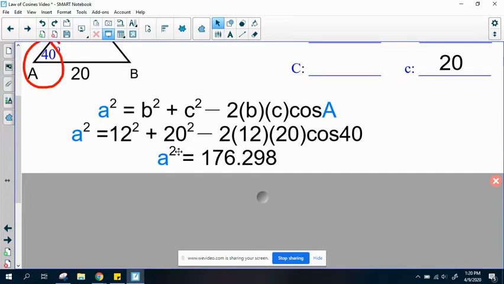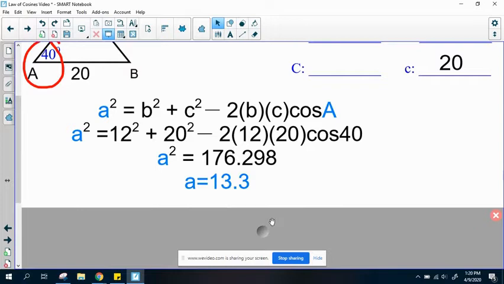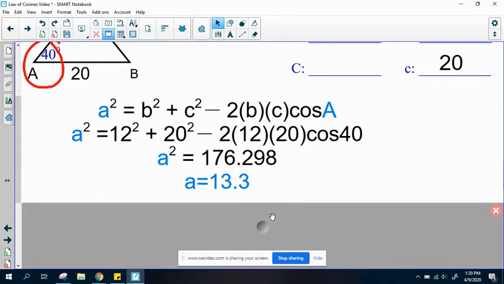Then I'm going to take the square root of both sides because I want to get a by itself. So I get a to be 13.3 something. We're going to always round to 1 decimal place or the nearest tenth, so I'm going to say that it's 13.3.